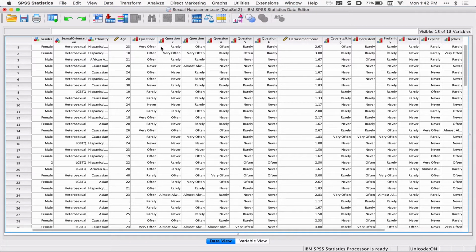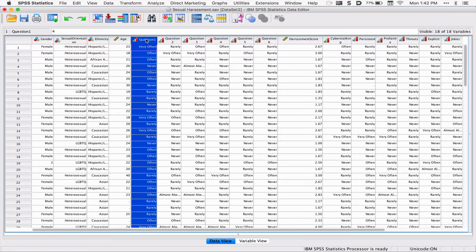You need to make sure you do that before you calculate the score. You need to make sure that if you only have the text, that you convert it into numbers before you do any steps beyond this point.